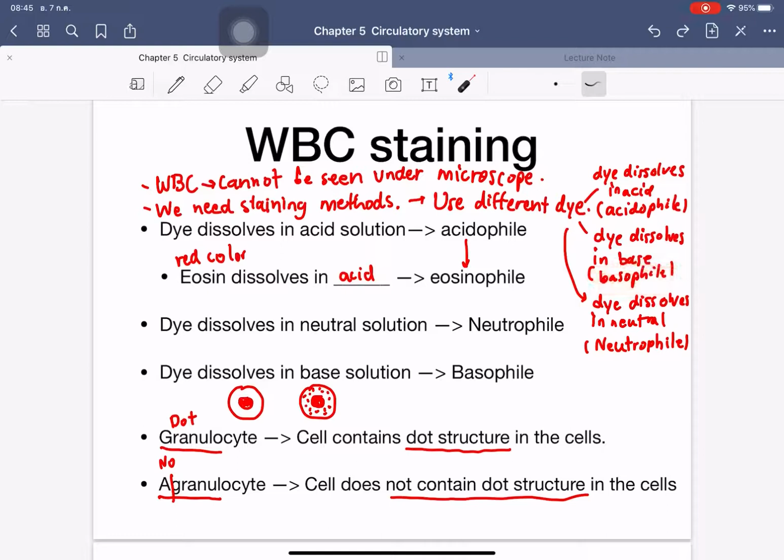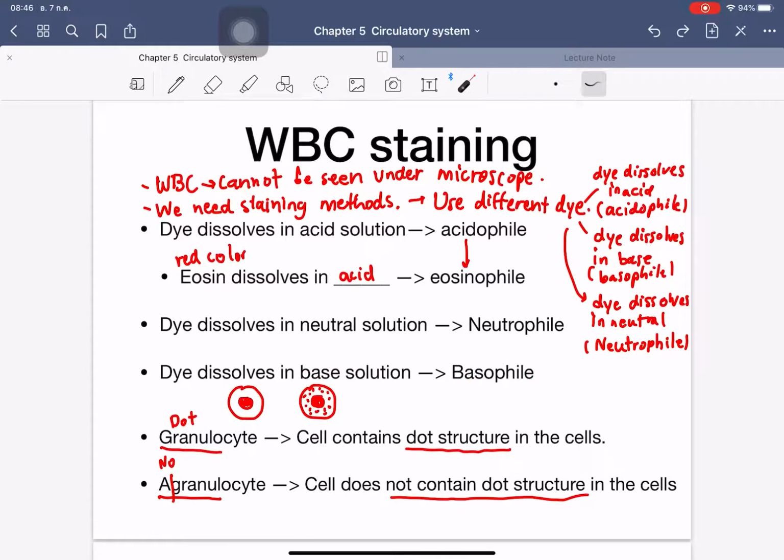Okay, the white blood cell that is stained by the dye that dissolves in the base we call basophil. And if the dye dissolves in neutral pH, and you use this dye to stain the white blood cell, we will call this one a neutrophil. Okay, and the dye dissolved in the acid we call acidophil. And the example of the red color that we use for staining, in general staining of the animal tissue, the name is eosin. So we can call eosinophil. Okay, and a dye that dissolves in a neutral solution, this one we call neutrophil, okay, and the dye that dissolves in the base solution we call basophil, like this.